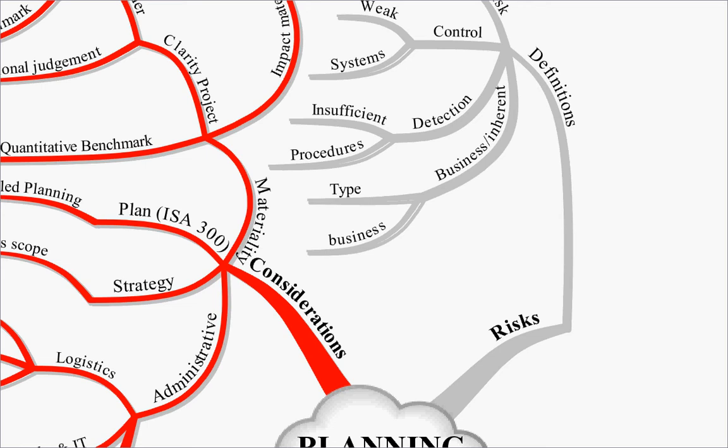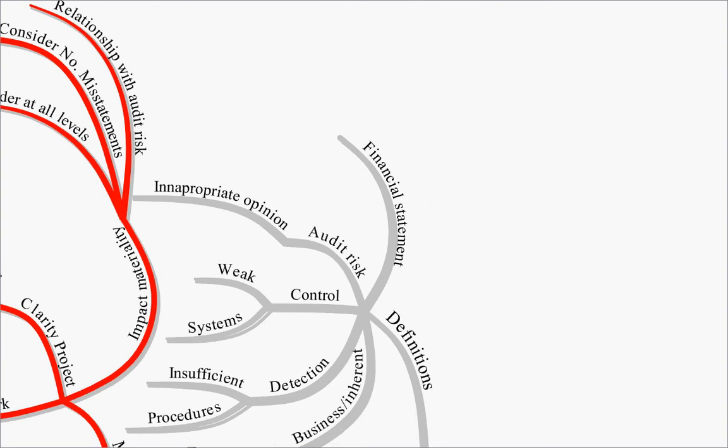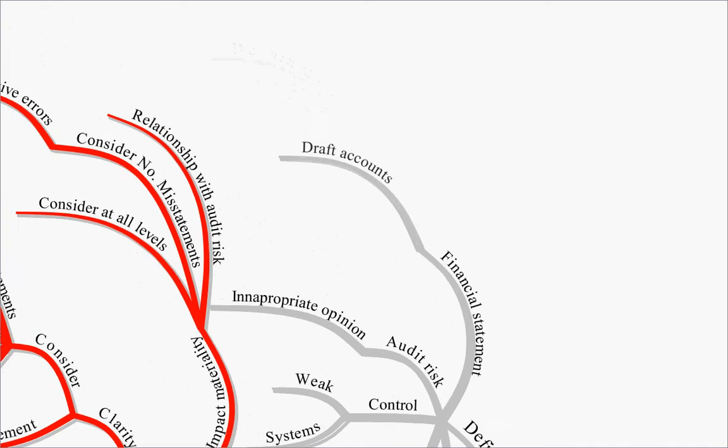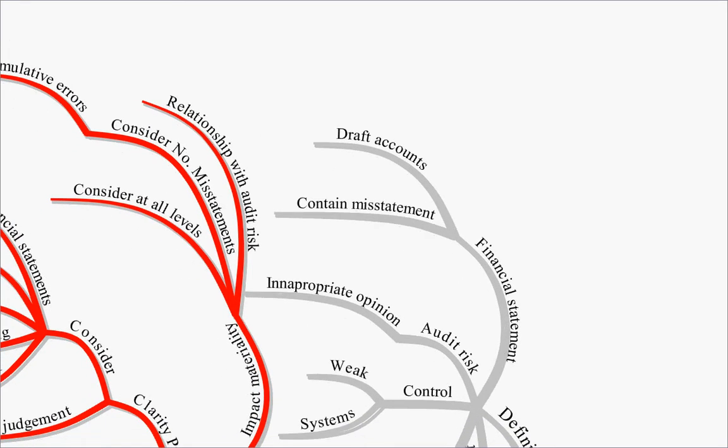So we need to understand the differences between those types of risk. The examiner also will mention financial statement risk. When they do, financial statement risk is simply the risk that the draft accounts contain a misstatement.